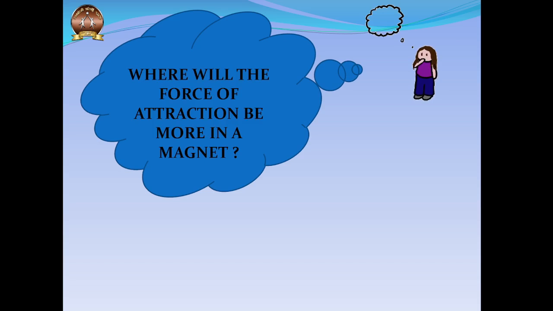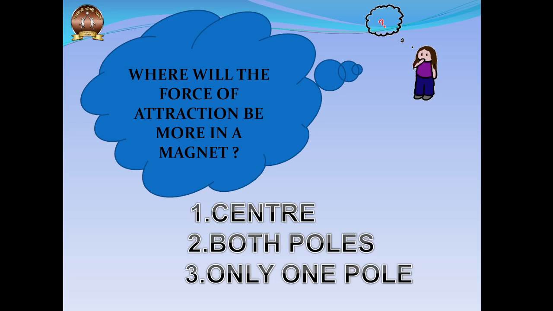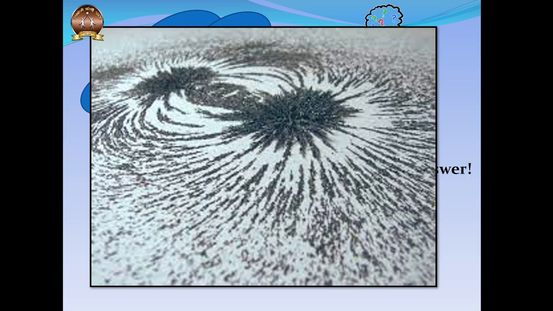So now that you've seen what the magnetic field would actually look like, where will the force of attraction be more in a magnet? Will it be at the center? Will it be at both poles? Or will it be at just any one pole? Now think about what you saw in the video, the way the field looked, and try to answer. Justify your answer. Yes. So the magnetic field is always strongest at its poles, at both poles.